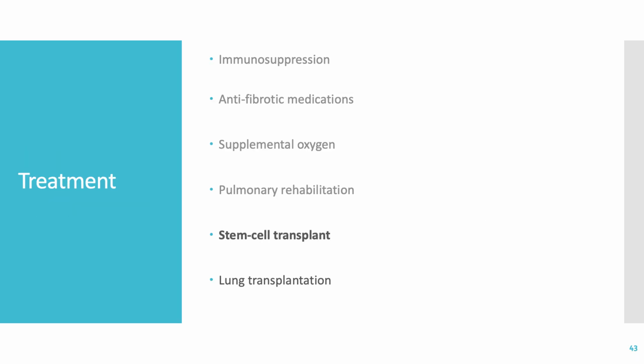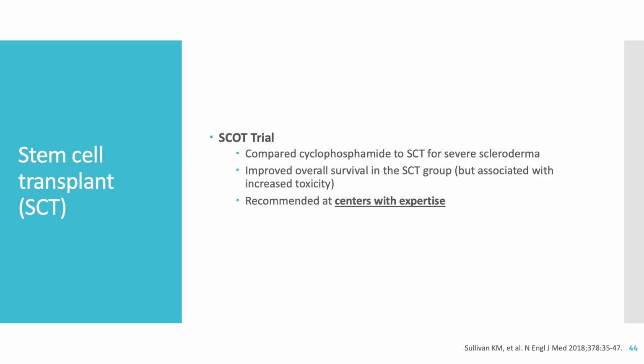So I'm going to briefly talk about 2 last treatments, stem cell transplant and lung transplantation. I think you had a talk earlier today on stem cell transplant, so I'm going to go through this very quickly. You guys probably discussed the Scot trial, which compared cyclophosphamide to stem cell transplant in severe scleroderma. They did find that there was improved survival in the transplant group, but there was lots of toxicity associated with the therapy. So the big thing that I'll just reiterate from what you heard earlier today is this should be considered at expert centers only.